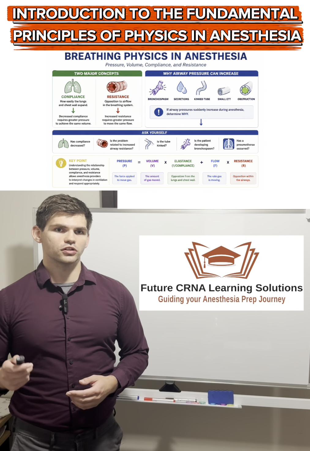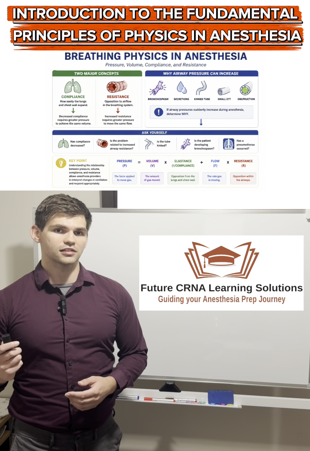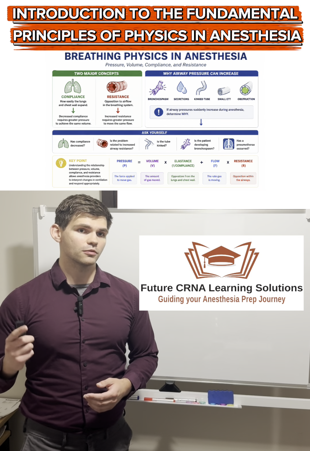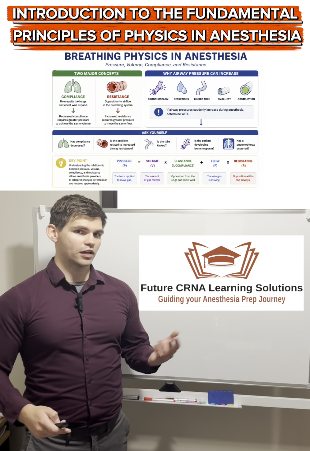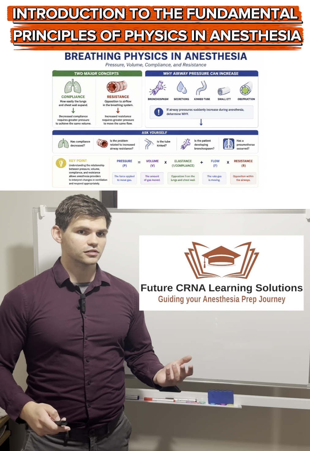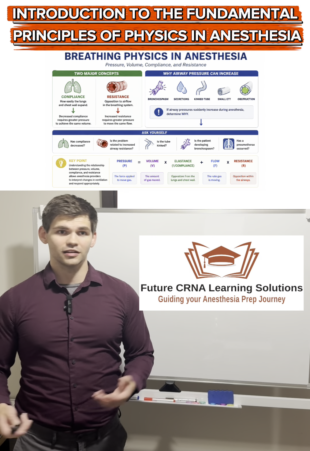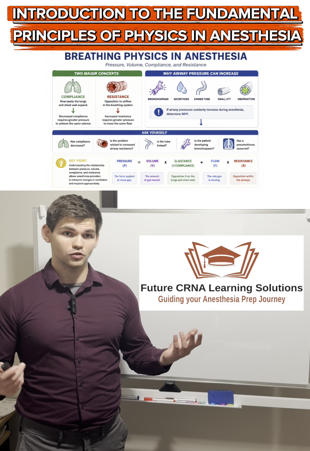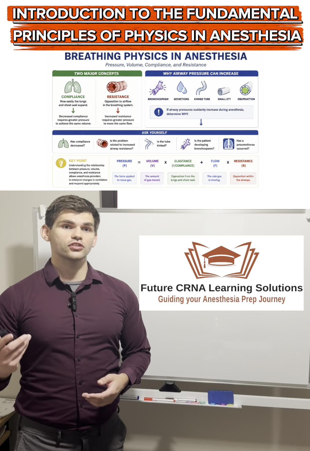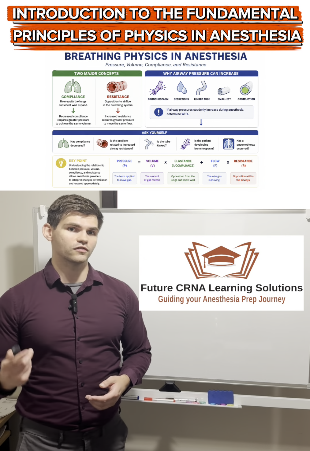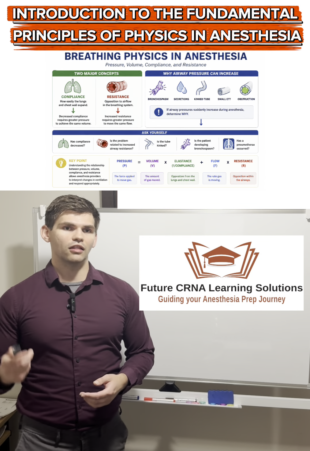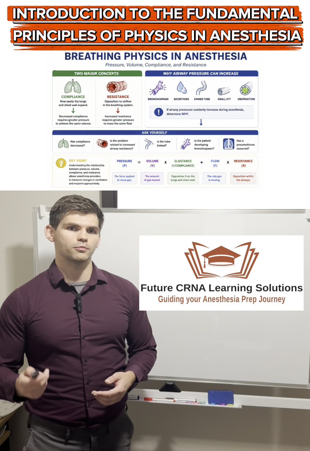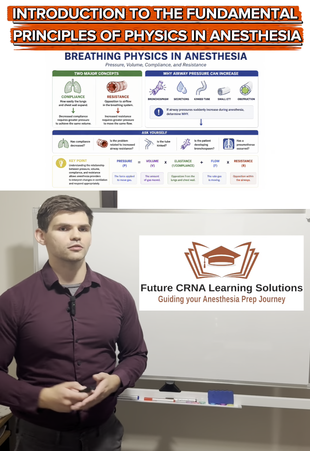If airway pressure suddenly increases during anesthesia, the provider must determine why. Is the problem related to increased airway resistance? Has compliance decreased? Is the tube kinked? Is the patient developing bronchospasm? Has a pneumothorax occurred? Understanding the relationship between pressure, volume, compliance, and resistance allows anesthesia providers to interpret changes in ventilation and respond appropriately.